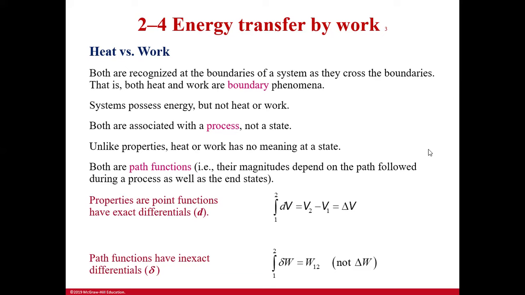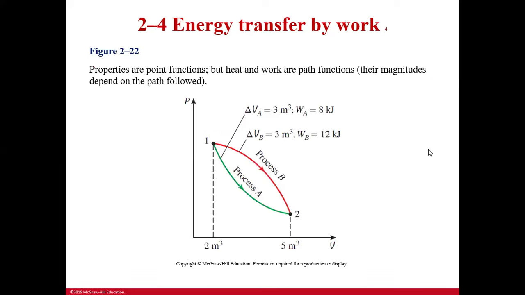and that is delta V. Path functions have inexact differentials. Notice the difference: one is dV, another is delta W. And they have inexact differentials. And notice how the work is written. You're not writing V12, volume 12. You are writing delta V. Whereas for work, it is written as W12 to indicate that it depends on the path. Here, the path is from position 1 to 2.